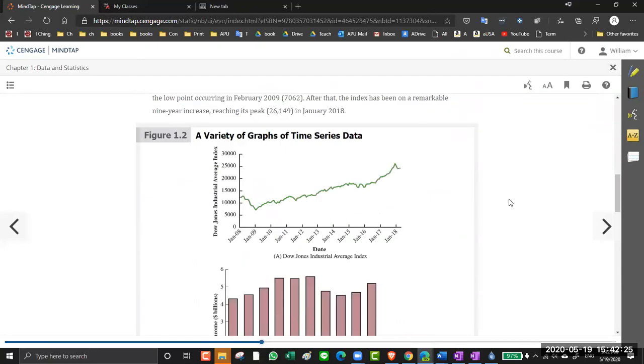Okay, here's another one. What's this one? What's the x-axis here? Time. And what's the y-axis? Dow Jones Industrial Average Index. Right. What is the Dow Jones Industrial Average? That's the measure of the stock market. If you listen to what happened to the US stock market, sometimes they'll say the Dow Jones went up or the Dow Jones went down. It's supposed to measure the whole market, but it doesn't.